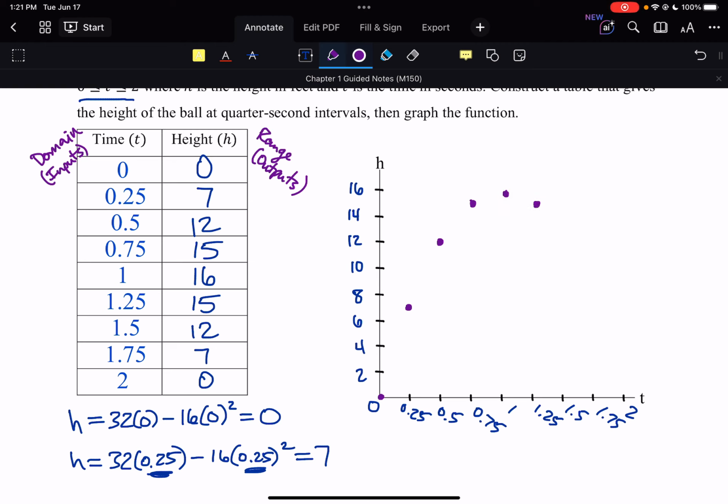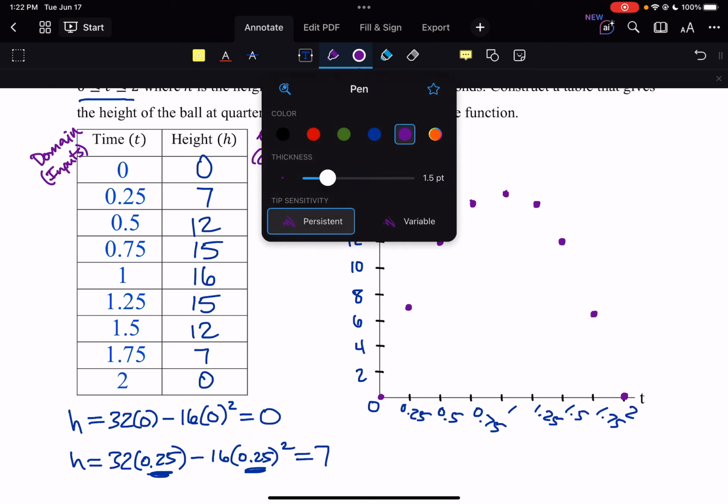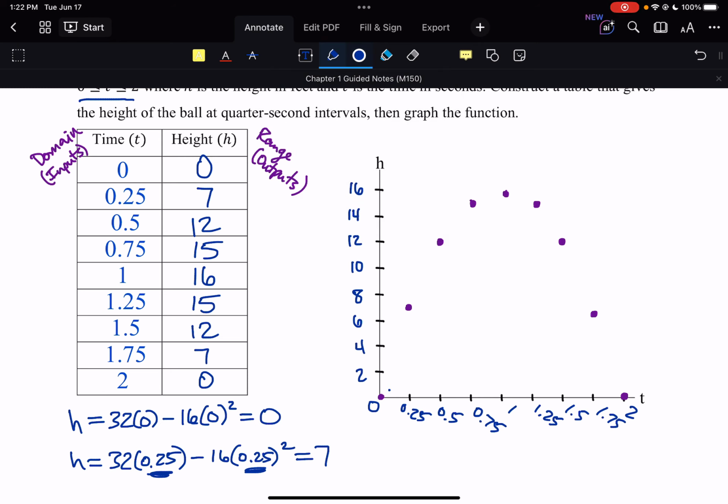1.25 gives us 15. 1.5 gives us 12. So you can see kind of the symmetry here. We're getting the same values on the left side and the right side here, and then back down to 0. And then we will connect the dots as smoothly as we can, reasonably. Don't just draw straight lines between everything, because it does have a curve. But obviously this isn't an art class, so it looks something like that.